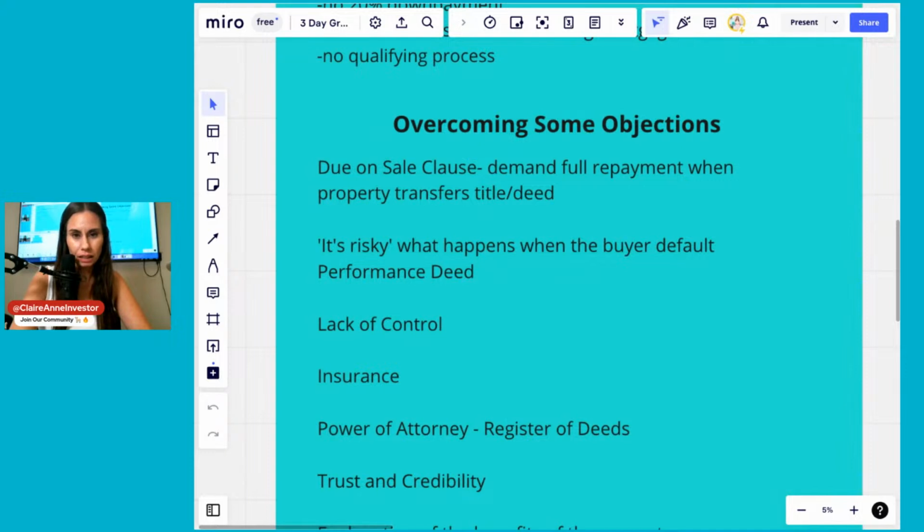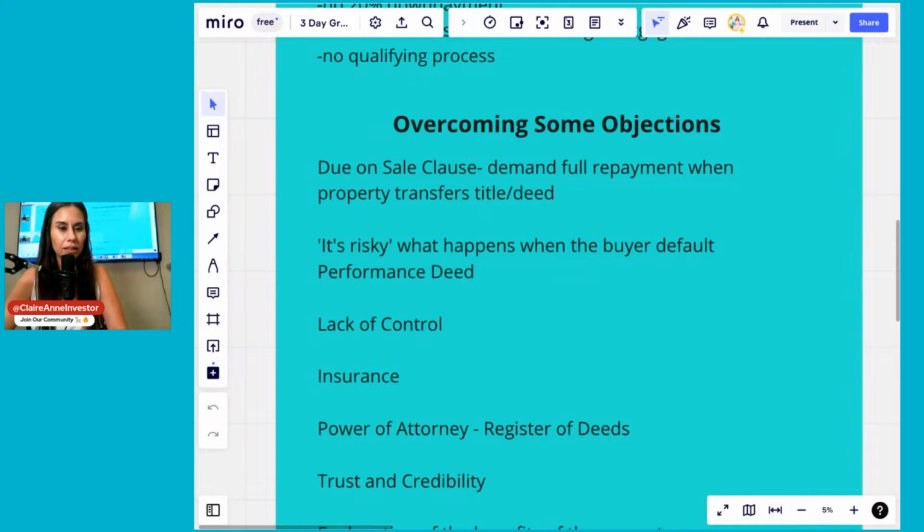However, it's very highly unlikely that they will actually call the note due. I've never seen it happen. I've done 4 subject to transactions myself. It hasn't even come close to them calling it due. I don't even think I got notified, nothing.